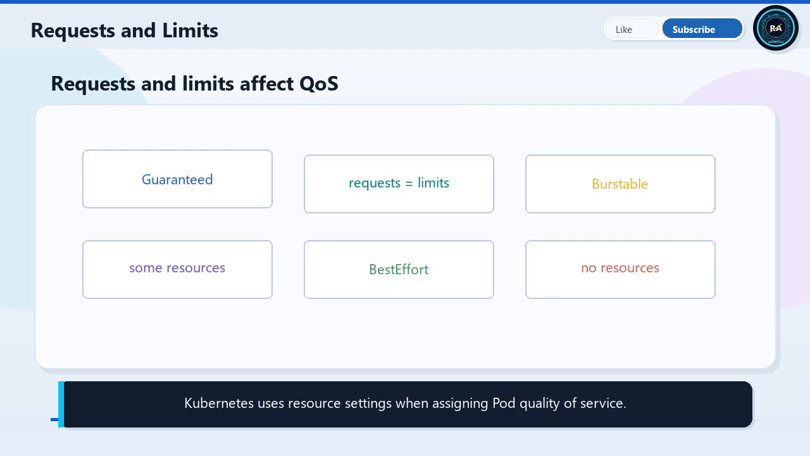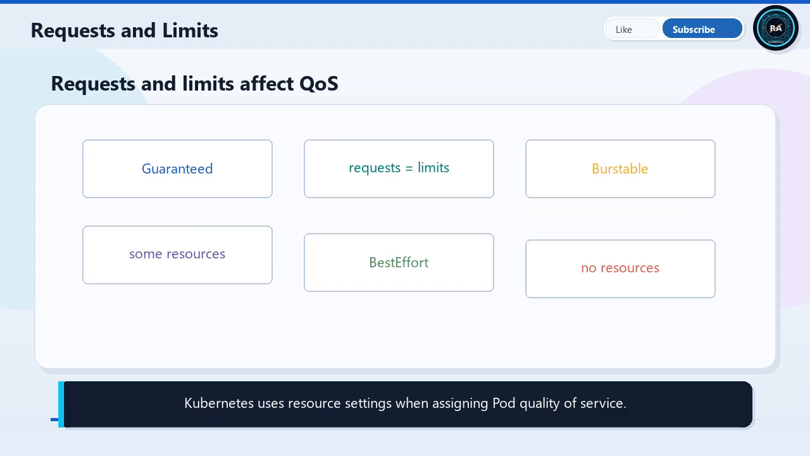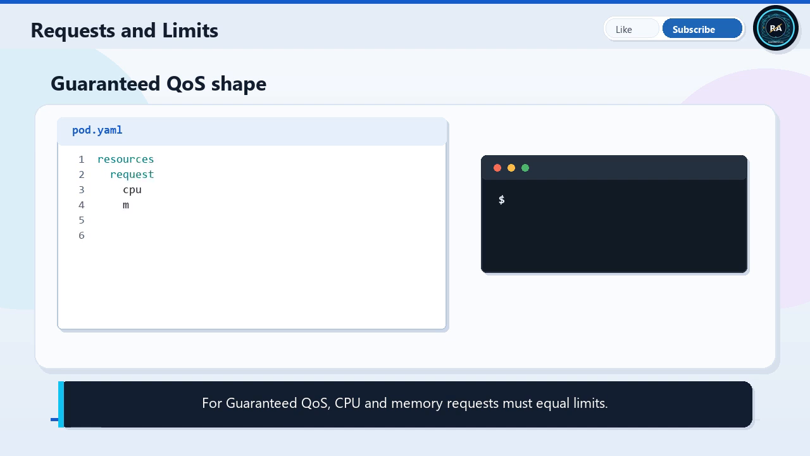Requests and limits also affect the pod's quality of service class. Guaranteed pods have matching CPU and memory requests and limits for every container. Burstable pods have some requests or limits. Best effort pods have none. For the guaranteed class, every container needs CPU and memory requests and limits, and the values must match. This is useful for workloads where predictable resource reservation matters more than burst flexibility.